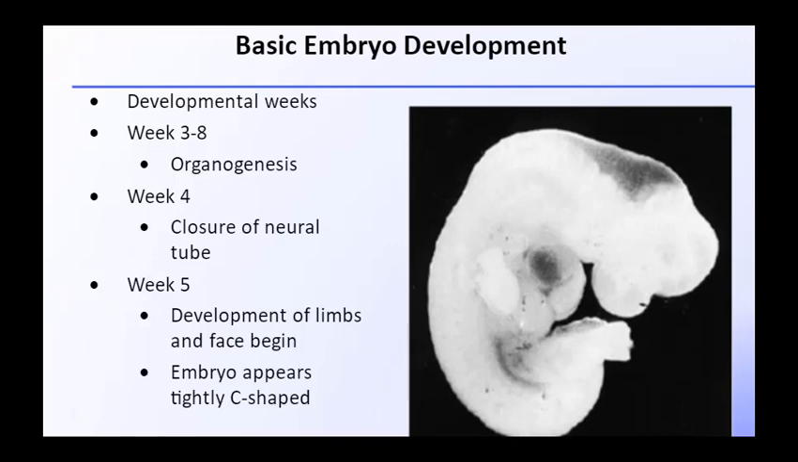Developmental weeks 3 through 8 represent the period of organ development, or organogenesis, which is critical for normal development and is the time when most structural birth defects occur. The neural tube closes during developmental week 4, and at week 5, limb and facial development begin, and the embryo appears tightly C-shaped, as shown here.